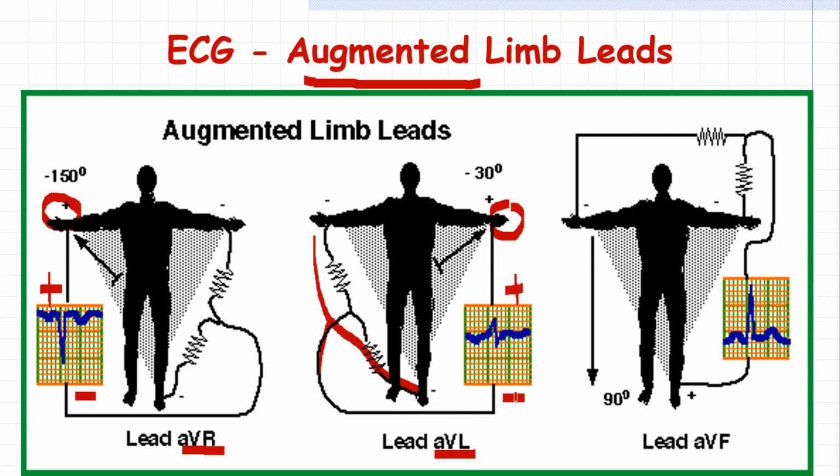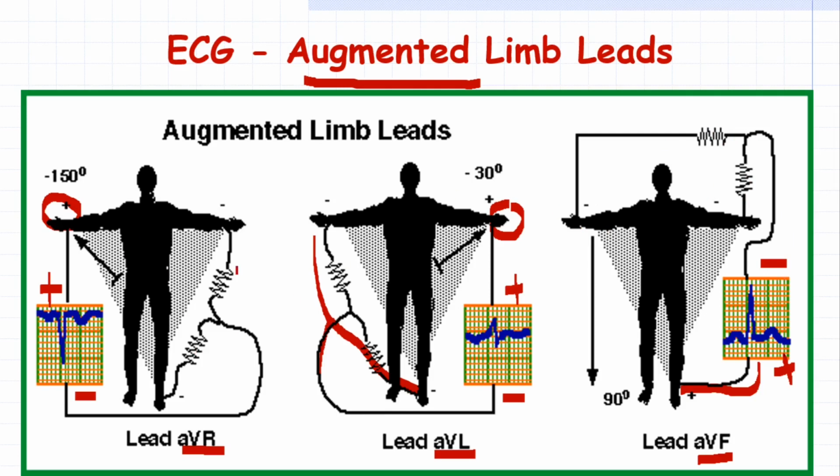This is the indifferent electrode. Then the lead aVF, F stands for left foot. So here the one active electrode is kept, and this is connected to the positive terminal of the machine, and the other indifferent electrode is coming from the other two limbs, right and left arm, and they are passing through the resistance and it is connected to the negative terminal of ECG machine.